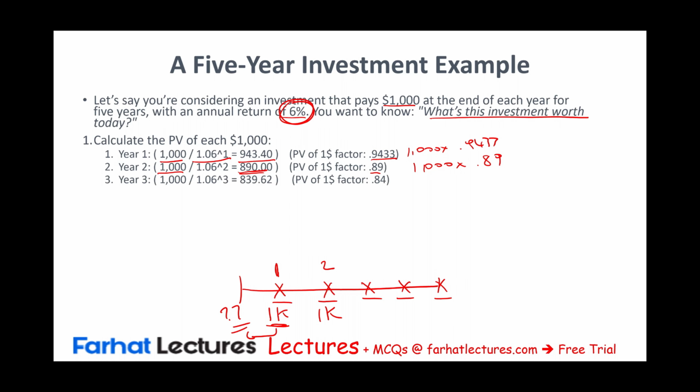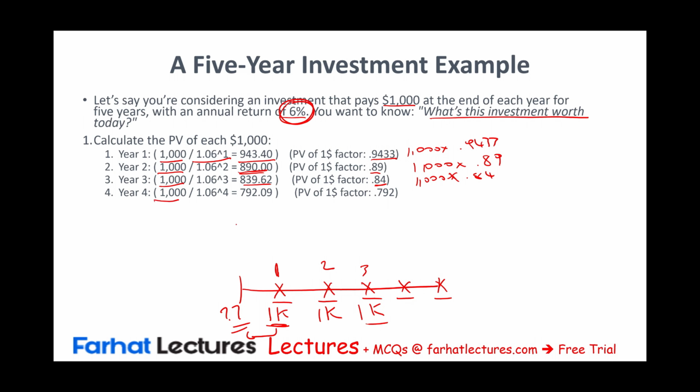The third $1,000, you will discount at 1.06 raised to the third power, which will come to be $839.62, say $840. Or the factor 0.84, rounded. 1,000 times 0.84 will get us $840. So the third $1,000, you only pay $840. Now the future money, because it takes you longer to get the money, you'll have to pay less, because whatever you invest today will grow more, because you're giving it more time to accumulate interest.